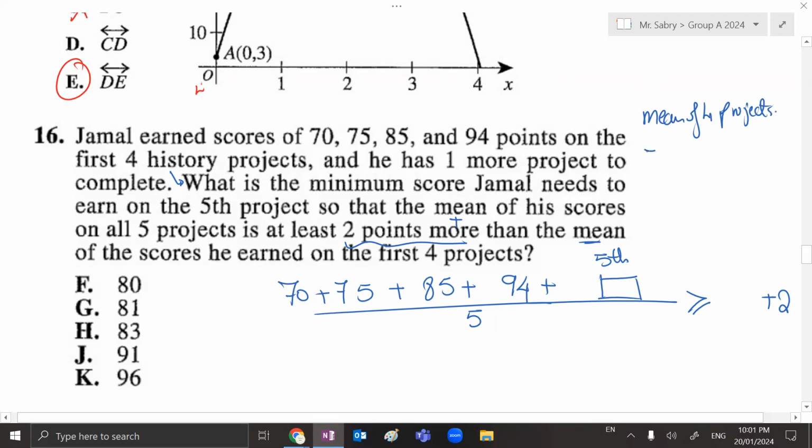Let's get that. How do I do this? I'll add them all up, divided by their number, which is 4 now, because they're just 4 tests. So 70 plus 75 plus 85 plus 94 divided by 4. That's 81. This is the current average of the 4 projects. So I'll put here 81. 81 plus 2 will make it 83. And I'll add 70 plus 75 plus 85 plus 94.